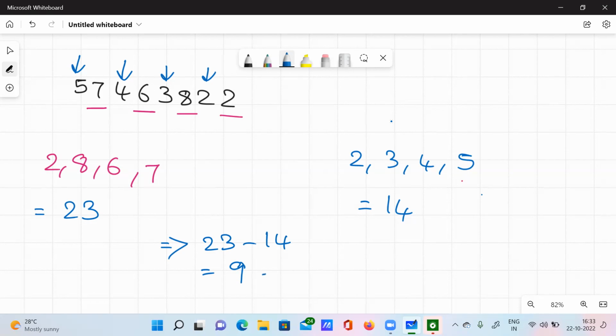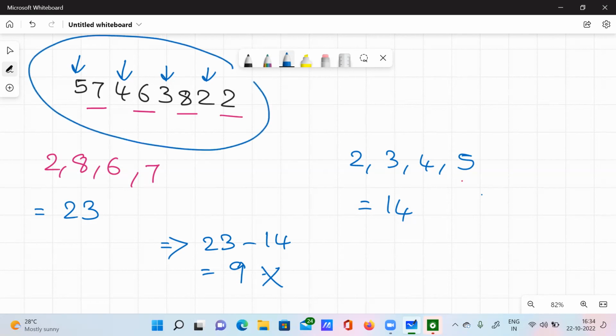Just have a look at this number 9. Is it divisible by 11 or not? No, it is not actually divisible by 11. So you can definitely say that this entire number is not divisible by 11, right? So this is the divisibility rule for the number 11.